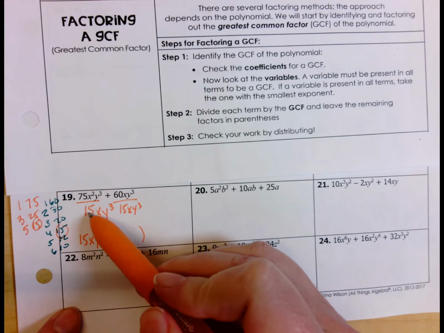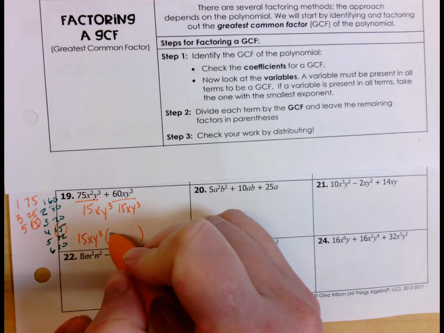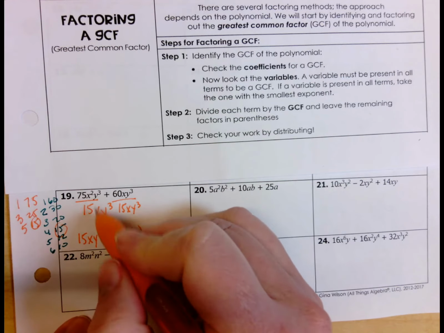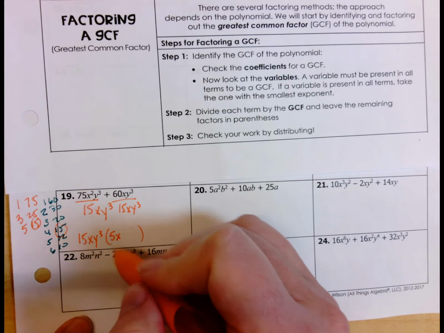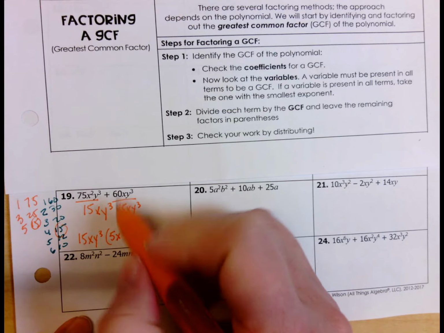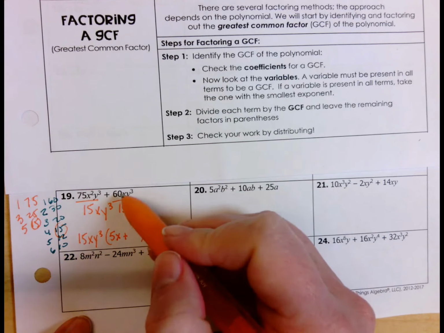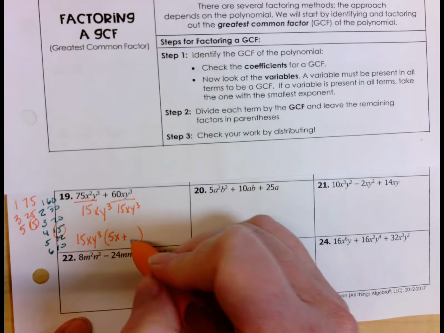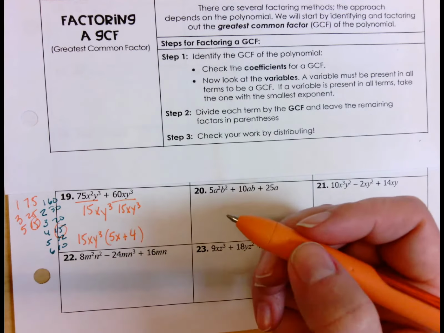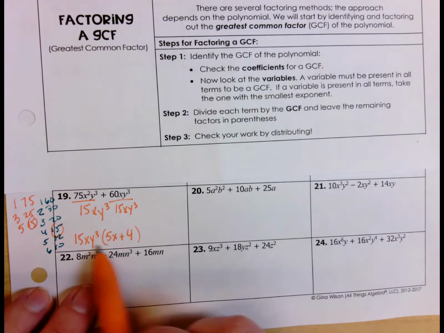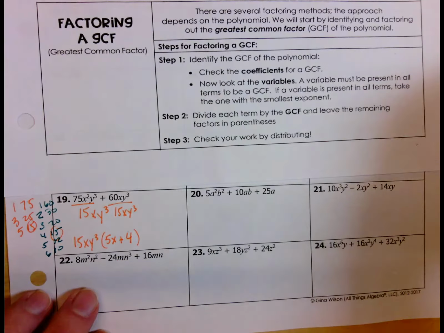And 75 divided by 15 is 5. And then x squared divided by x leaves us with just x. Y cubed divided by y cubed is just 1. So it would just be 5x. Plus 60 divided by 15 is 4. And then x, y cubed is all going to stay the same. So this would be our final greatest common factor.